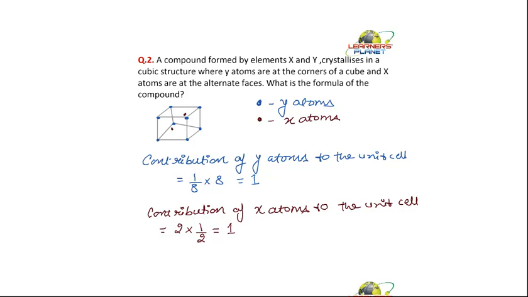Right? It means what is the contribution of X atoms per unit cell? It is 1. And what is the contribution of Y atoms per unit cell? It is again 1. So what will be the formula of the compound? The formula is equal to XY.